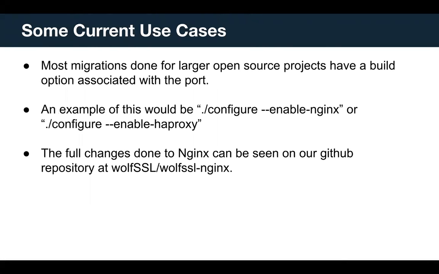For many of the major open source projects that we port to with the compatibility layer, there is an associated enable option. This is to guarantee that all features used by the open source project are enabled when wolfSSL is compiled. An example of this would be with enable Nginx or enable HA proxy. This is going back to where wolfSSL is very modular. If Nginx is expecting key generation to be on, this would take care of auto enabling key generation so that wolfSSL can be used with Nginx.